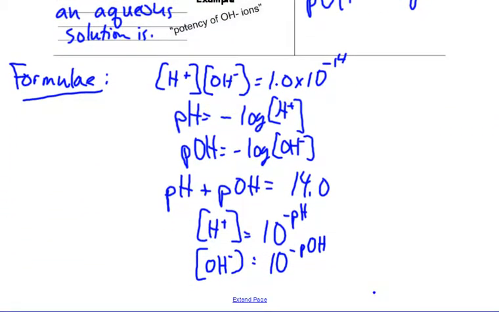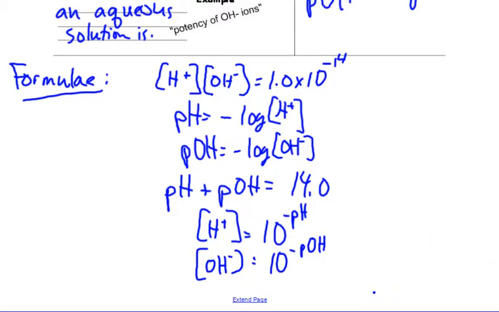You may want to copy out this on the bottom. So we have the ion product here, the Kw equation, pH and pOH, the relationship between pH and pOH, and lastly, kind of like a Jeopardy question, inverse operation. If we know what pH is, we can figure out hydrogen ion concentration. If we know pOH, we can figure out hydroxide ion concentration.